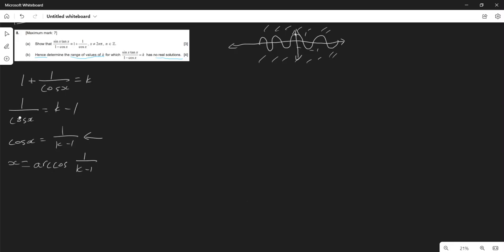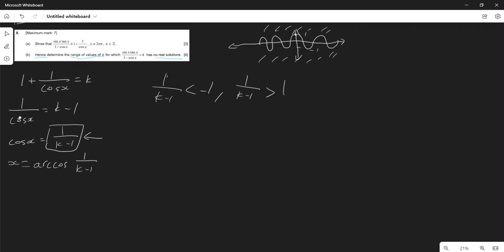For cosine of x to have a real solution, this whole thing will have to be between 1 and -1. But if we wanted to have no real solutions, which is what the question is asking, we know that 1 over k minus 1 has to be less than -1, or 1 over k minus 1 has to be greater than 1, which is all nice and easy to understand.